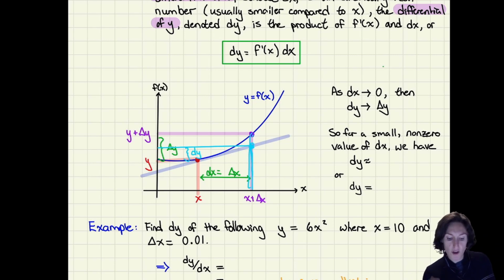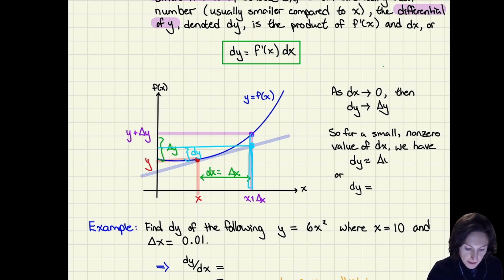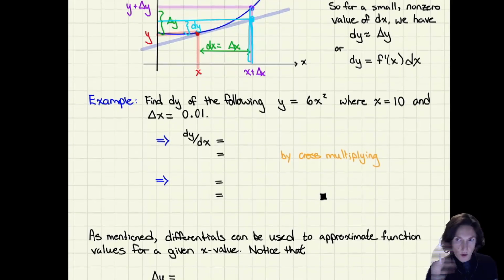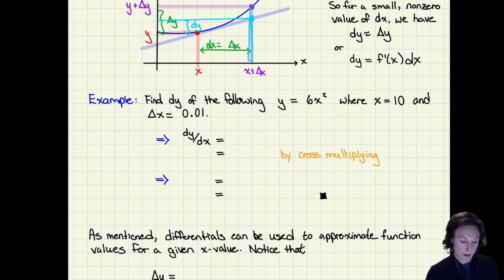So for a small non-zero value of dx, what do we have? We have that dy is approximately equal to delta y, or in other words, dy is equal to f prime of x dx. So this is the picture that goes along with differentials. And this may still be kind of confusing, so let me show you a quick example.